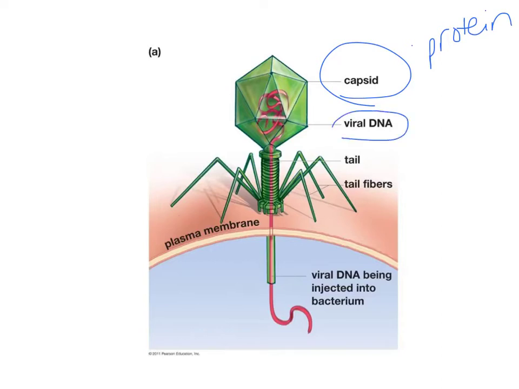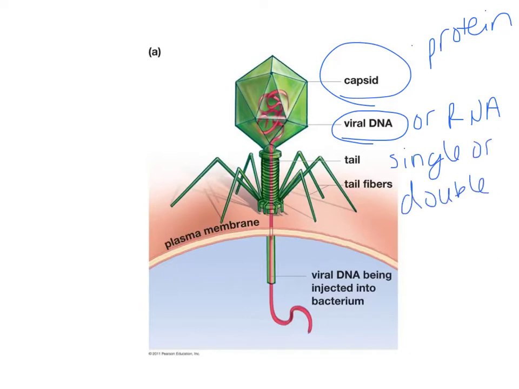The genetic material could be DNA or RNA. So it can be either kind of nucleic acid, either of which can be single or double-stranded. Just because the virus contains DNA does not mean it has to be double-stranded DNA. It can be single-stranded DNA and it can be double-stranded RNA. So it contains DNA or RNA, both of which, like I said, can be single or double-stranded.